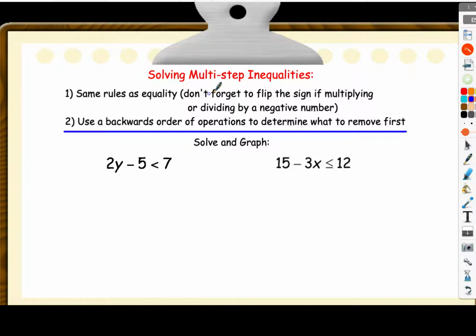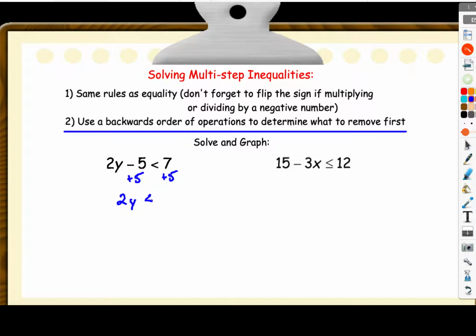Don't forget to flip the sign if we multiply or divide by a negative number. We're going to use that backwards order of operations, though, our simple steps to solve these. So again, if I'm looking at some multiplication, 2 times y, as well as afterwards, subtracting 5. Well, in order to solve, we're going to start by saying let's add 5 to both sides. 2y minus 5 plus 5, simple order of operations says that's 2y.